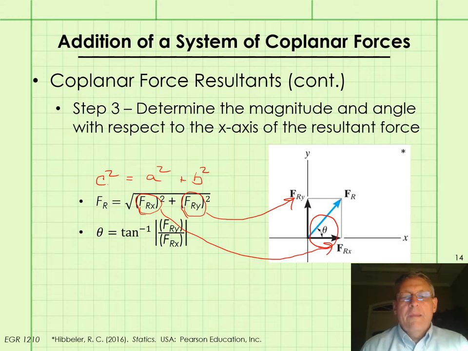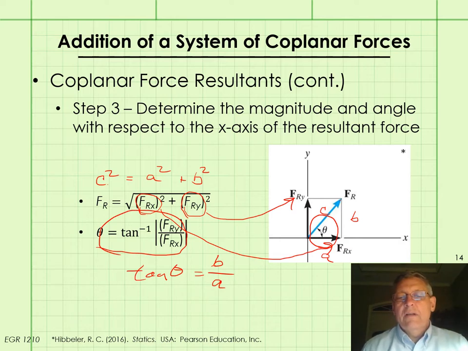where this is c, F sub Rx is a, and F sub Ry is b. Okay, so I take the square root of both sides, and that's where the radical comes from. And then I can find the direction angle theta using trig, where I know that the tangent of theta is equal to, again, using a and b, which I put on the drawing here. The tangent of theta is going to be equal to b over a, or theta is going to equal the inverse tan of b over a. And b over a is just the magnitude of the y component of the resultant force over the magnitude of the x component of the resultant force.